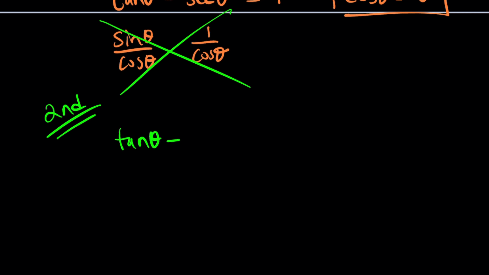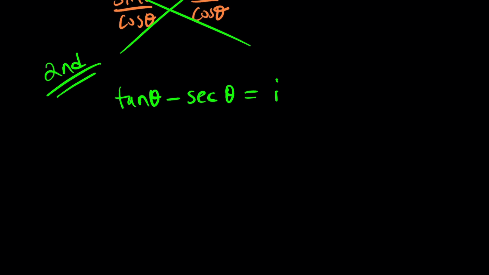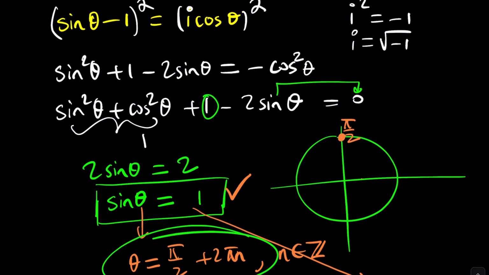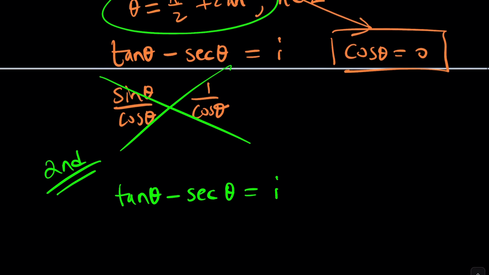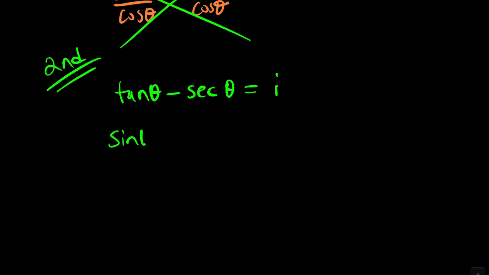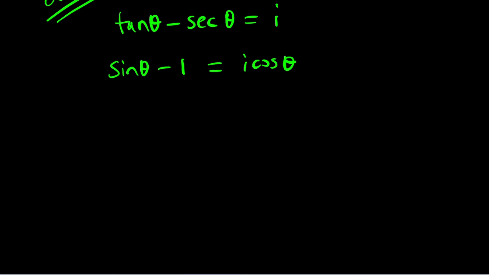Tangent theta minus secant theta equals i. Now, one thing you can do is maybe go back to where we were, like sine theta minus 1 is equal to i cosine theta. We got that from here, right? Obviously, we had to make sure cosine does not equal 0, but I didn't care because at the end we were going to check that anyways. But you should sometimes keep the domain in mind so you don't mess up with something like this, okay?